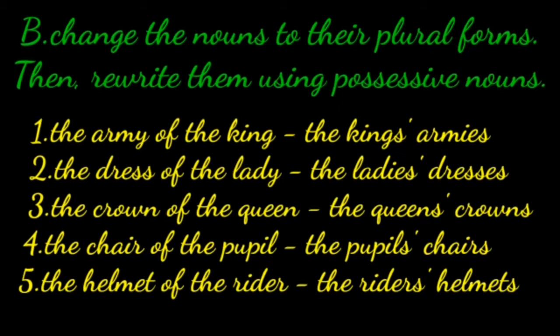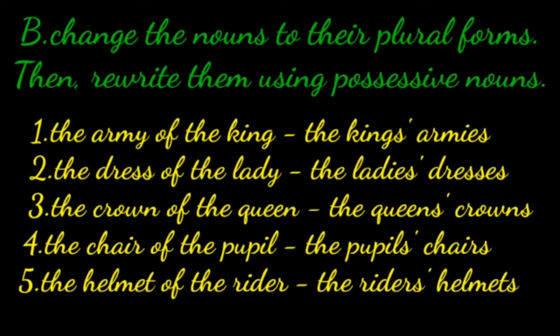The queen's crowns. Fourth one, the chair of the pupil. I repeat the question. The chair of the pupil. The answer is the pupil's chairs. I repeat the answer. The pupil's chairs. Fifth one, the helmet of the rider. I repeat once again. The helmet of the rider. The answer is the rider's helmets.